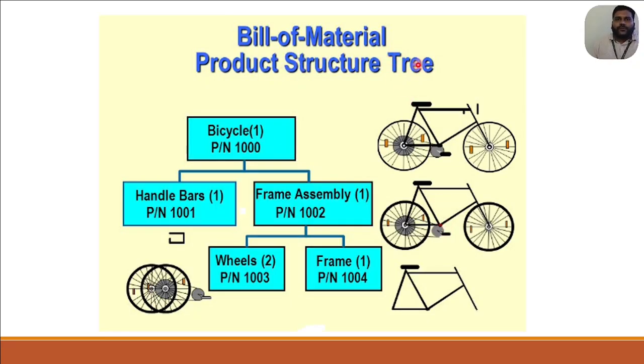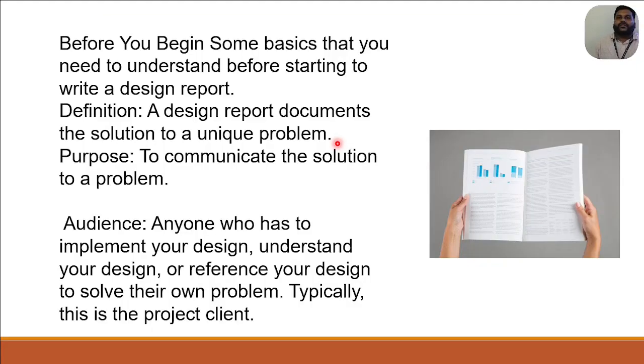As we said previously, the BOM is used, but we will also see the product structure tree. At the base, wheels and frames are given. The wheels also have the chain system. The frames are assembled with the wheels, followed by the handlebars. When the handlebars come with the frame assembly, you get a cycle as the final output. So this is the product structure tree.